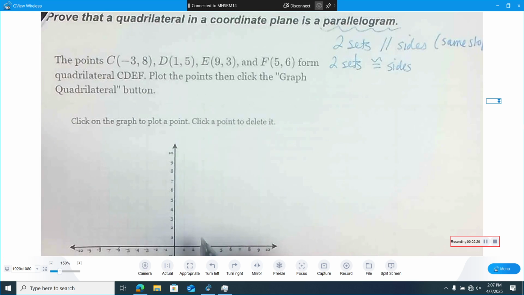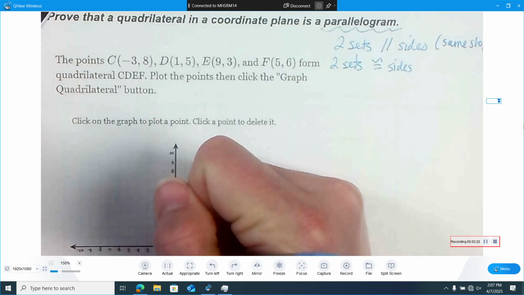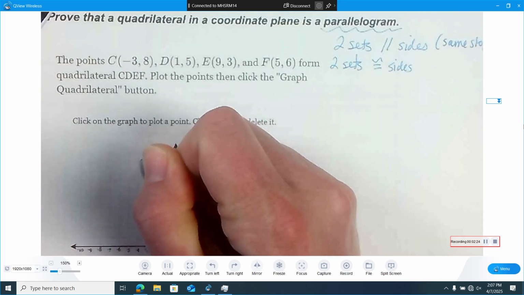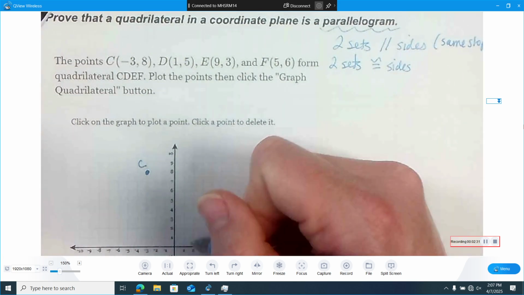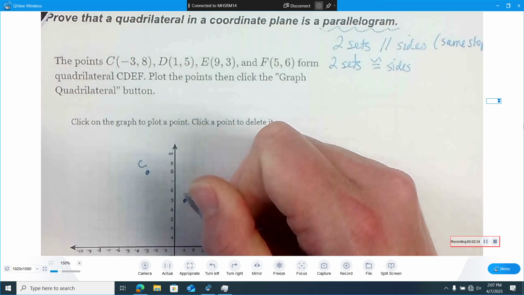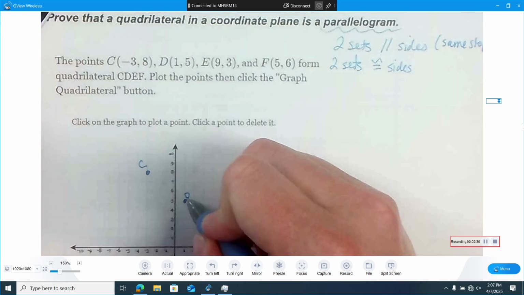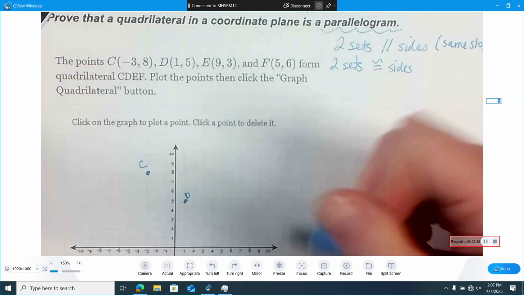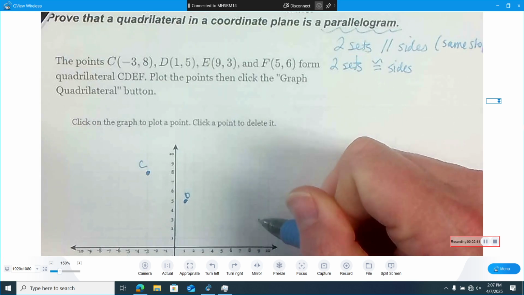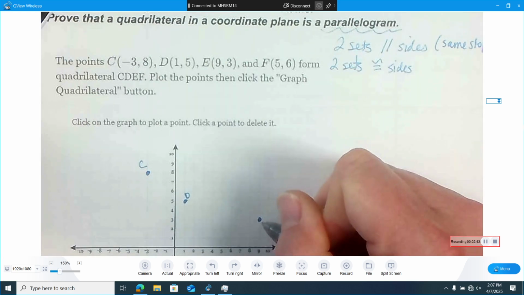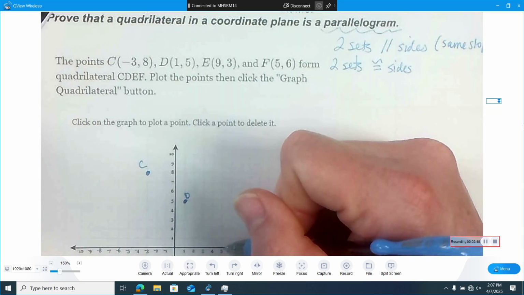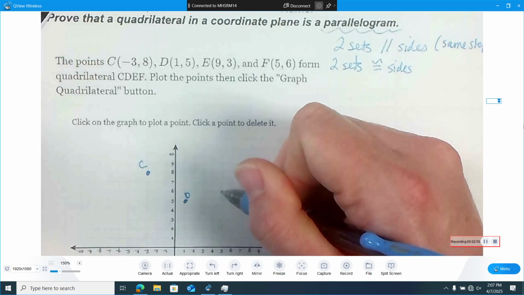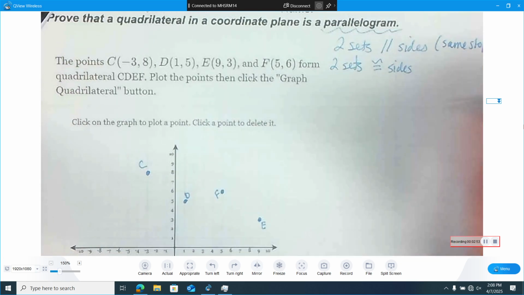So C is at -3, 8, and I'm going to label it with a C. Make sure you label those points. 1, 5 is D. And we have 9, 3 is E. And 5, 6 is F.